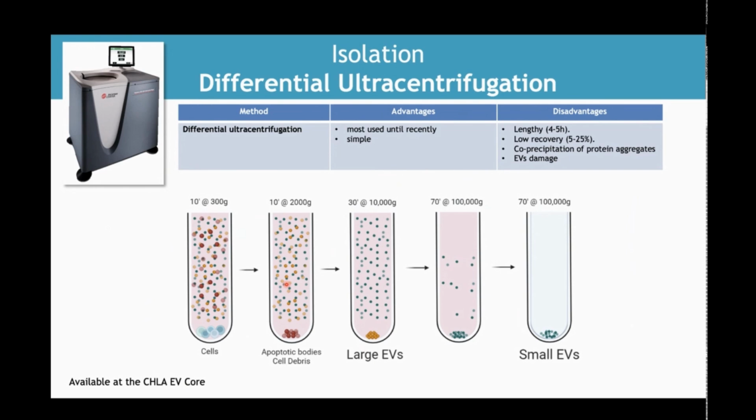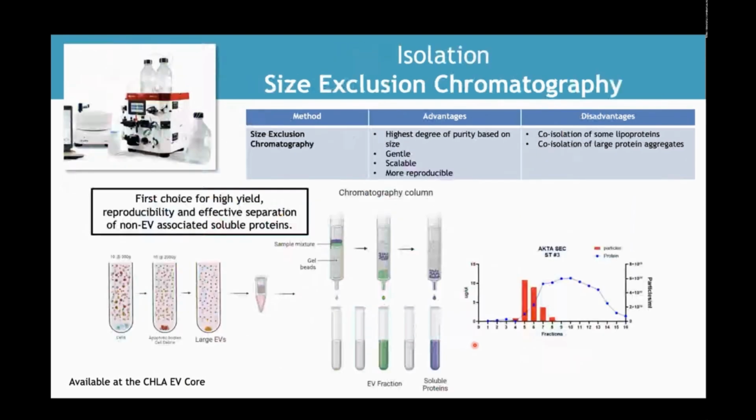Overall, this protocol requires sequential centrifugations at higher speeds. Particularly, after a 10,000 G spin of 30 minutes, we get large EVs or microvesicles, and after a 100,000 G spin of at least an hour, we get the small EVs.